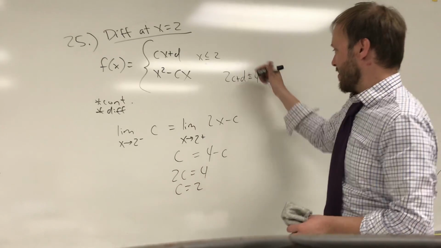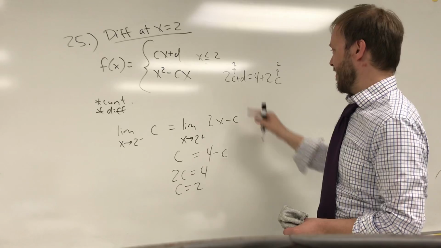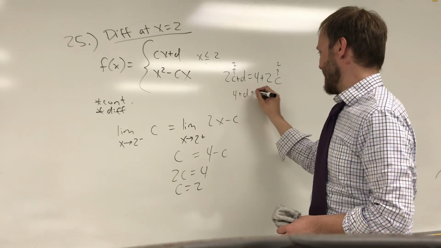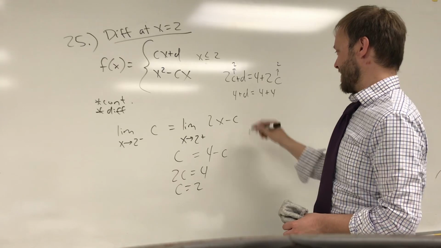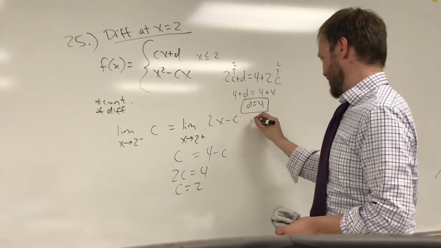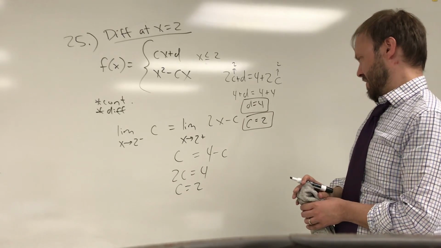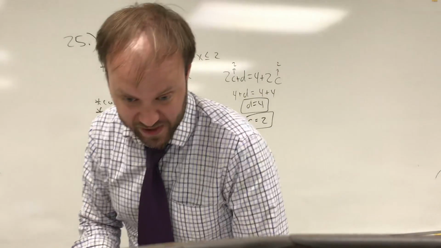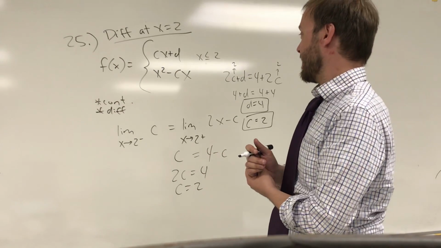Okay, now I can put 2 back up here for c, and I probably can find everything now, right? I have 4 plus d is equal to 4 plus 4, and that looks like d has to equal 4. And they want c plus d, right? So c was 2, and d was 4. Do we have a choice there of 6? Oh, we do not have a choice of 6. So what did I do wrong here? Let's see.